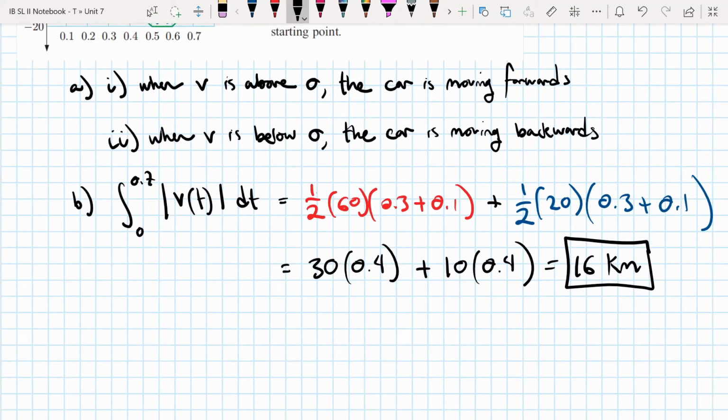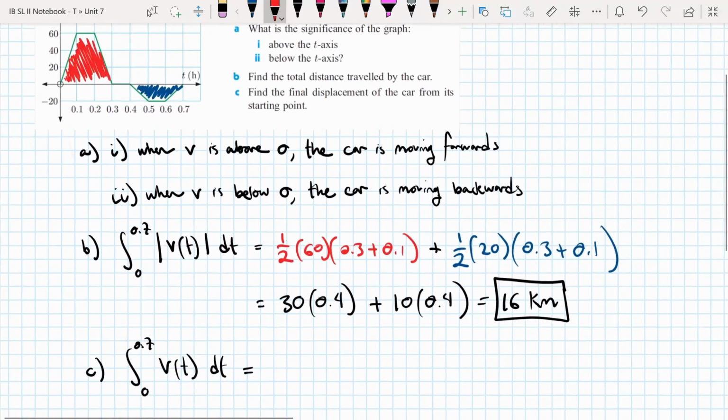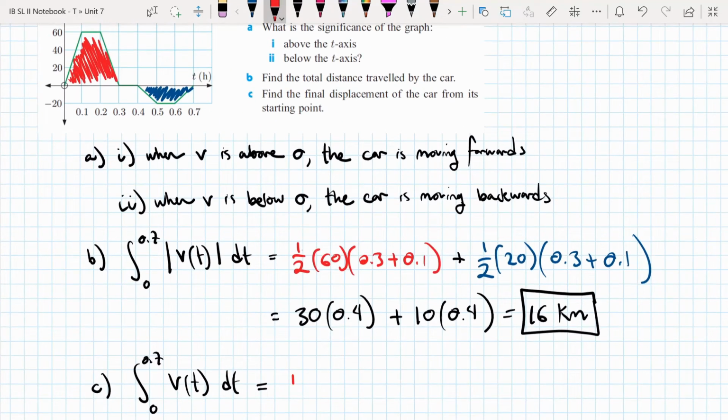And if I want the displacement, we're going to find the integral of just the velocity, not the absolute value of velocity, just the velocity itself. So it's going to be the same exact thing as before, except we're going to take this region in red, which we determined was 12 kilometers, and we're going to subtract the region in blue now.